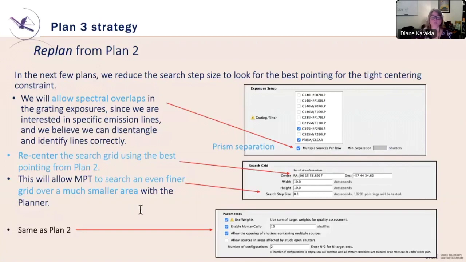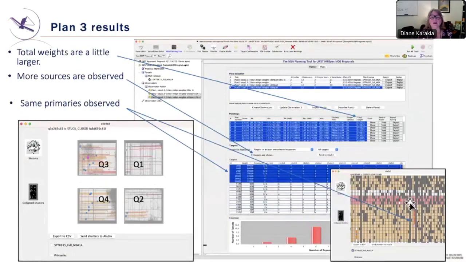Okay. So again, from the latest plan, plan 2, we use the pointing that we got as the best pointing, and then we narrow down the width and height of the search area, now to the sub-shutter level, at 100 milliarcseconds. And I designed this set of parameters to get the 10,000. And we have all the same parameters in the bottom section. And we run that plan and we get some new results.